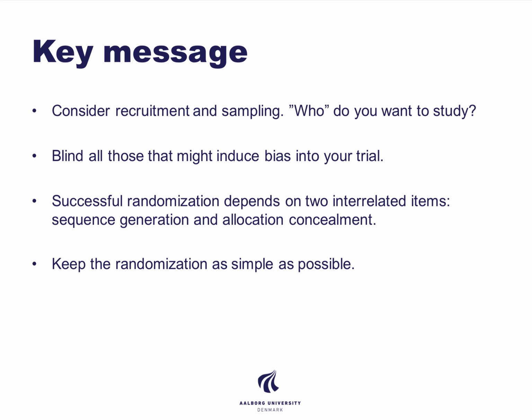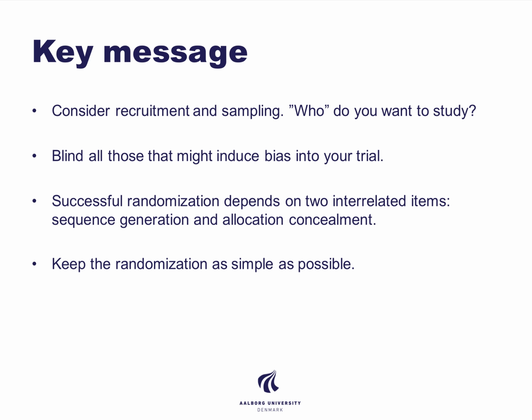So the main message is that when you consider recruitment and sampling, you have to think about, who do I want to study? Who do I want to make statistical inferences about after my trial? And this is really, really important. And blinding, think about blinding all those that might induce bias into your trial. And of course, it's not always possible to blind, for example, subjects if you're delivering some kind of exercise intervention, but blind them as much as possible.